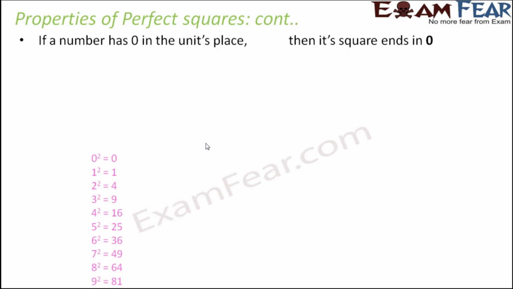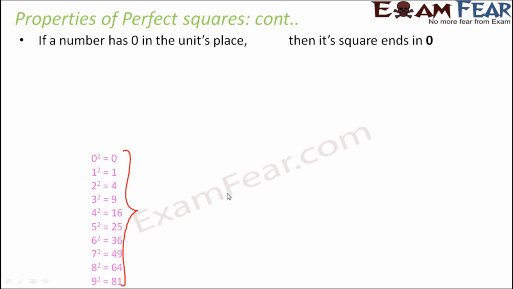Now this is kind of related to this particular property, that looking at the number at the units place, we can also decide what would be the units place digit in its square. Like for example, for the initial few digits, 0 squared is 0, 1 squared is 1, 2 squared is 4, 3 squared is 9. So based on these basic squares, we can find out the properties of all other bigger squares. Just see how. If a number has 0 in its units place, then its square ends in 0.